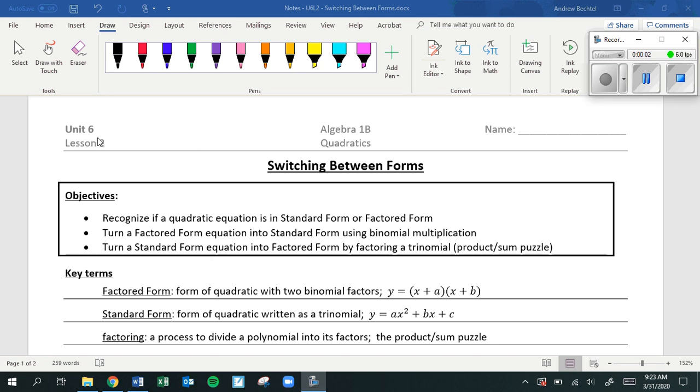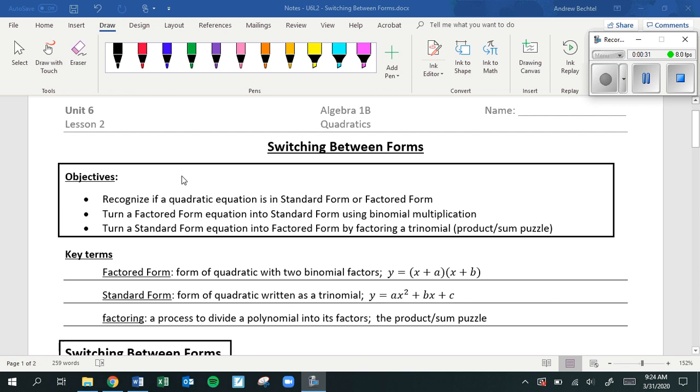This is lesson 2 of Unit 6 in Algebra 1B. We're looking at quadratics in this unit. In today's lesson, we're going to focus on switching between the different forms of quadratic equations. In our first lesson, we learned the three forms: factored form, standard form, and vertex form. What we're going to do today is see that because those forms are equivalent, they're equal to each other, we can switch from one to the other.